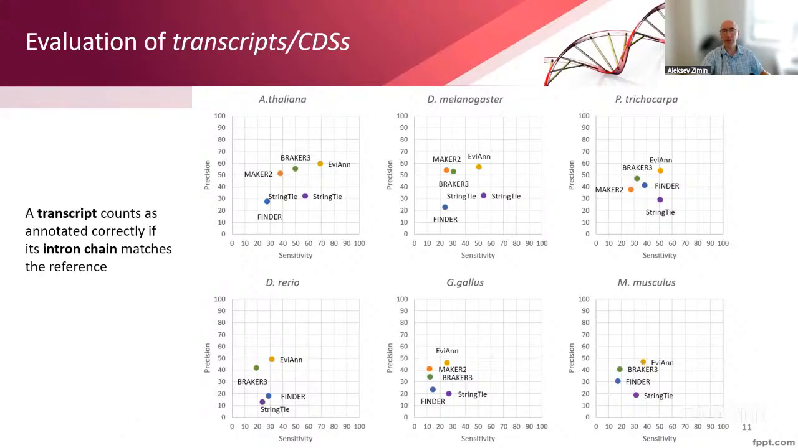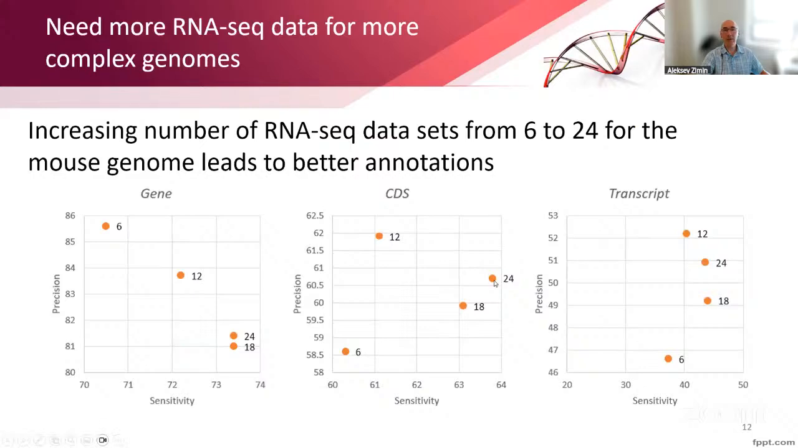So to compare, I ran EviAnn with an increasing number of RNA-seq data sets from the 6 original data sets. This is this point right here, and right here, to 24. So I did 6, 8, 12, 18, 24. And again, I just got RNA-seq data from NCBI SRA. And here I show you quality of EviAnn annotations of genes, CDSs, and transcripts.